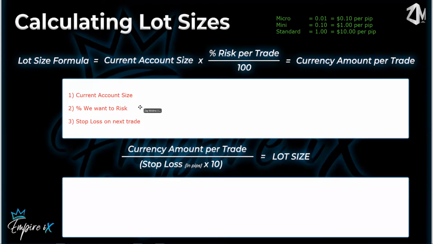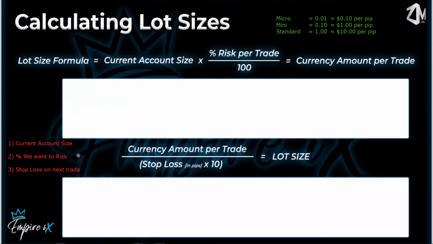We're going to run through 3 different examples showing you how we would calculate our lot size with our formula and these 3 things that we need to know. So let's go ahead and get into it. For our first example, let's say our current account size is $500 US. Let's say we just deposited this into our broker and now we have this money ready to be traded.